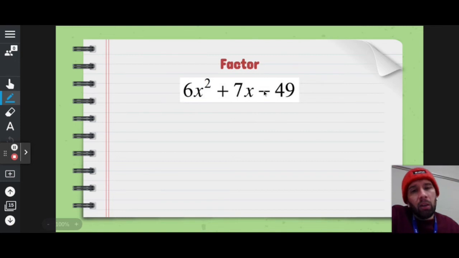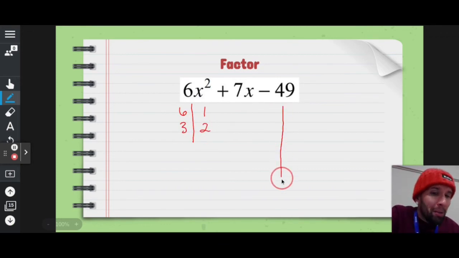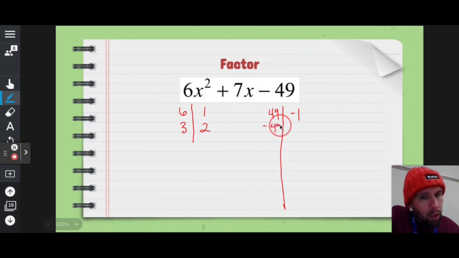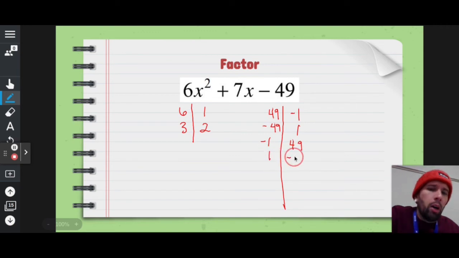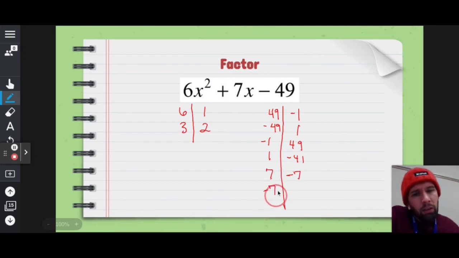Can't factor out any number, can't factor out any letter, so I have to factor the way we just did, the Nick Perich method. So I'm going to write out all the numbers that multiply out to 6. 6 times 1 is a possibility, 3 times 2 is a possibility. I'm going to write out all the numbers that multiply out to negative 49 along with their flipped versions. So I have 49 and negative 1. I have negative 49 and positive 1. I have negative 1 and 49. I have positive 1 and negative 49. I have 7 and negative 7. I have negative 7 and positive 7. Boom.